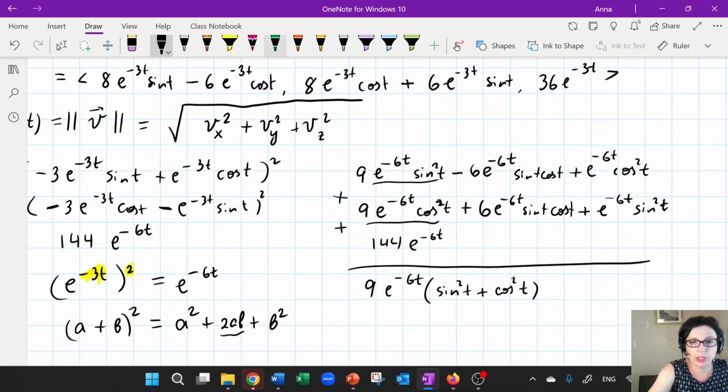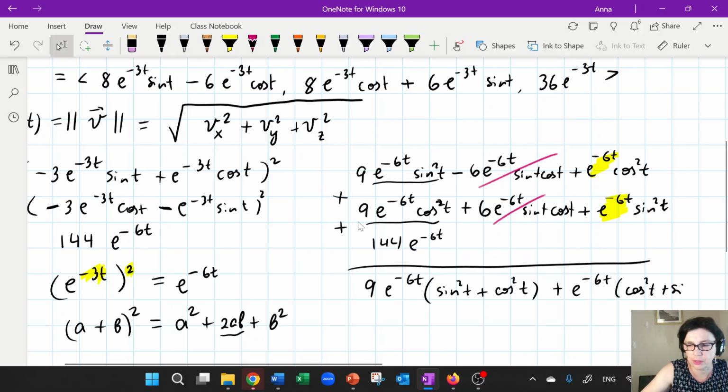Now, look at these two terms. They cancel out. They're identically the same. Now, look at these two terms. They share e to the negative 6t, which you can also pull out. And then you've got cosine squared plus sine squared. And of course, you also have 144 e to the negative 6t.